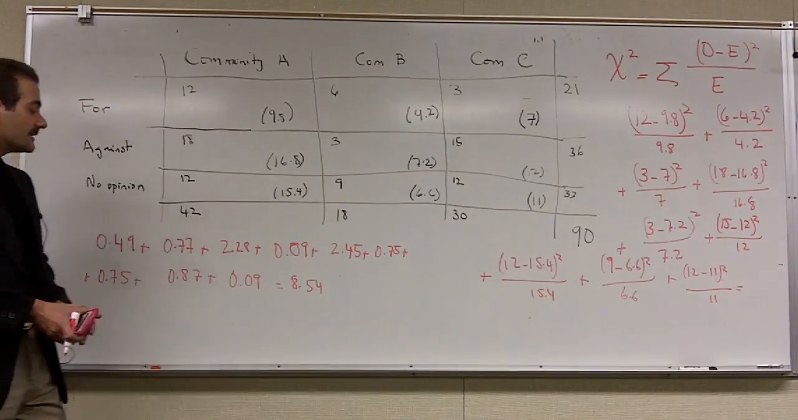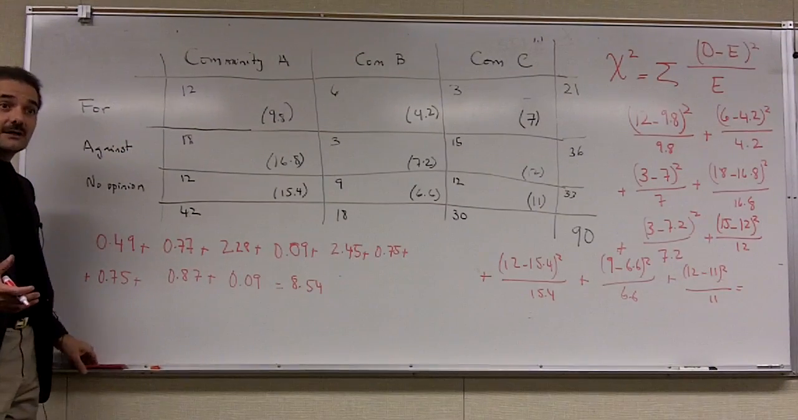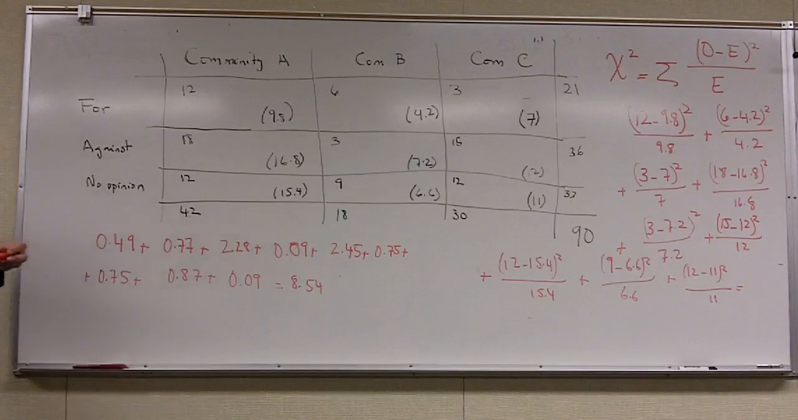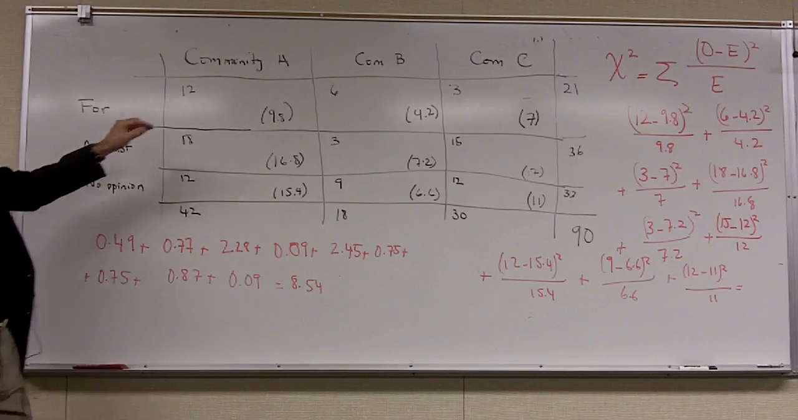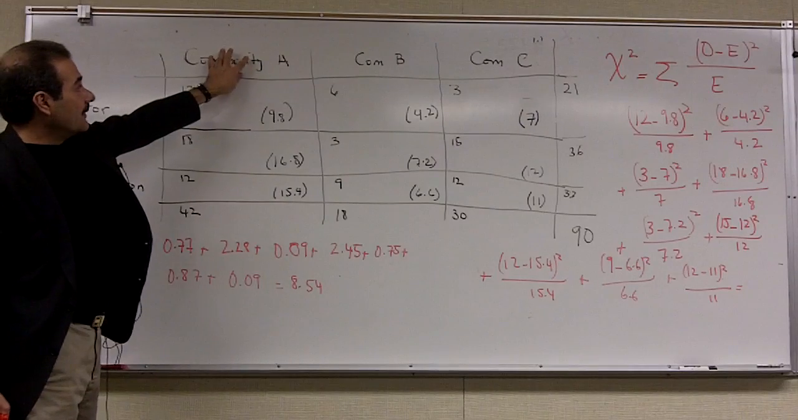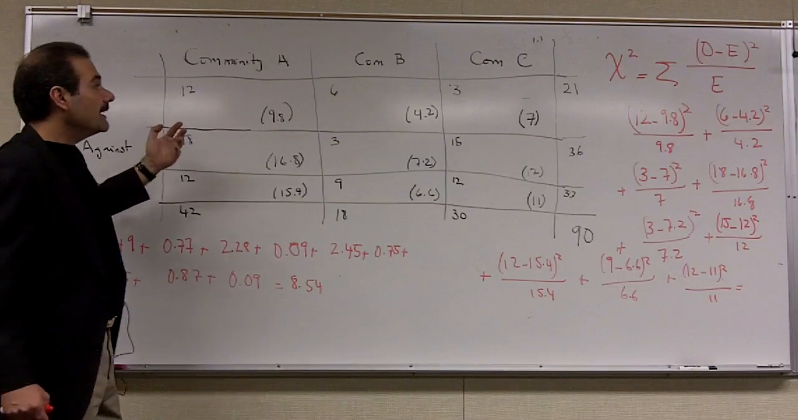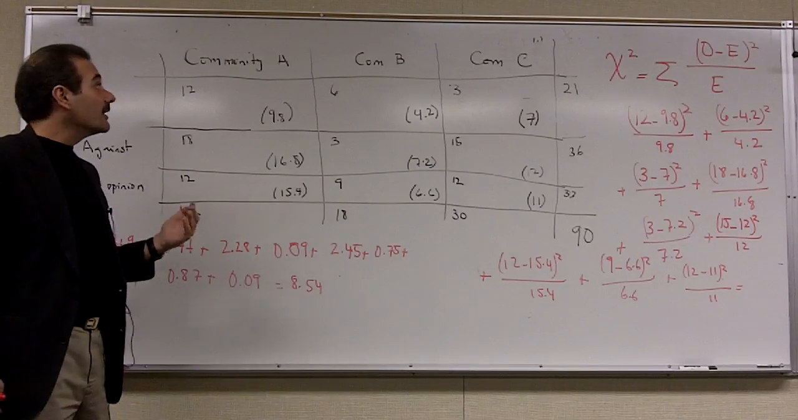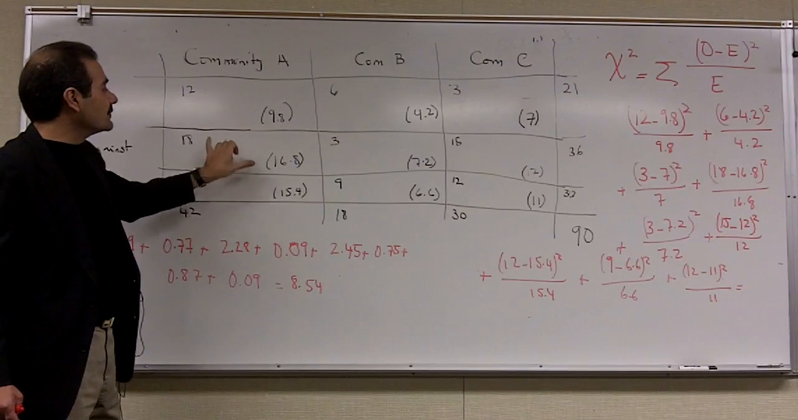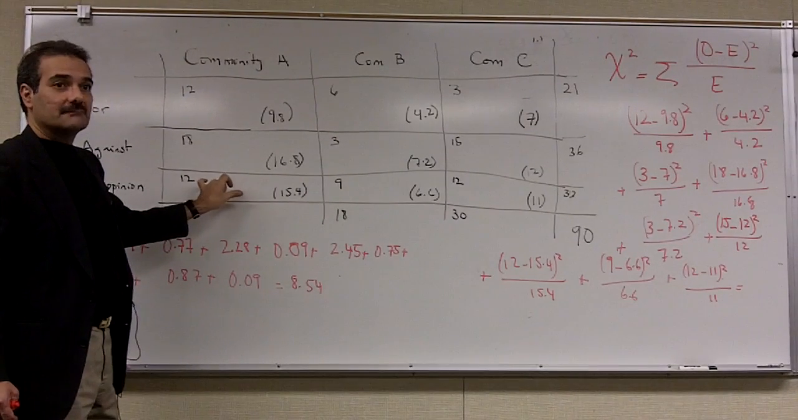Now the question is, what is your cutoff score? So the fundamental question is, does the fact that you're in community B or A or C make a difference in your vote? And if it didn't make a difference in your vote, you'd expect all of these values to be the same, right?